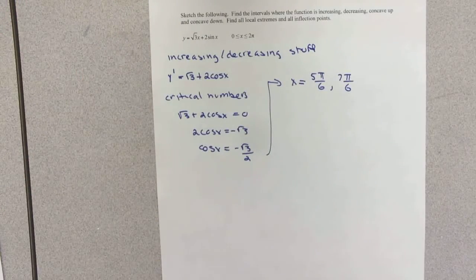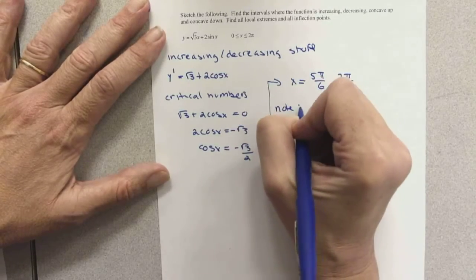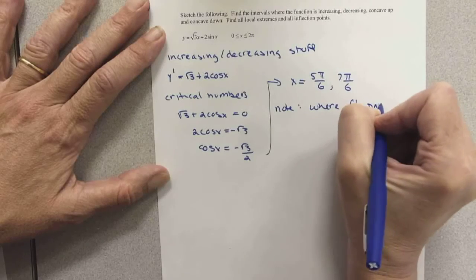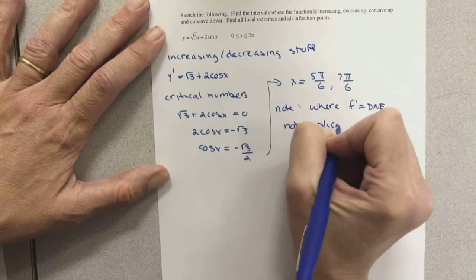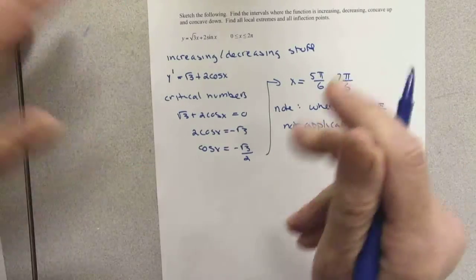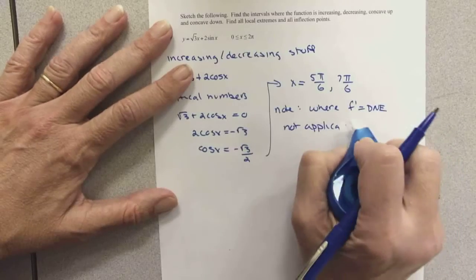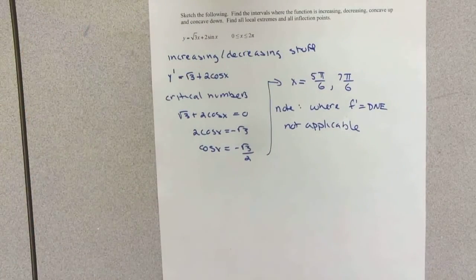And again, I said this before, if you don't know those basic values, get yourself a unit circle and learn them. They are not going to go away. And we will just note here where f prime does not exist, is not applicable. Our derivative isn't a fraction, so I can't have some place where it does not exist.